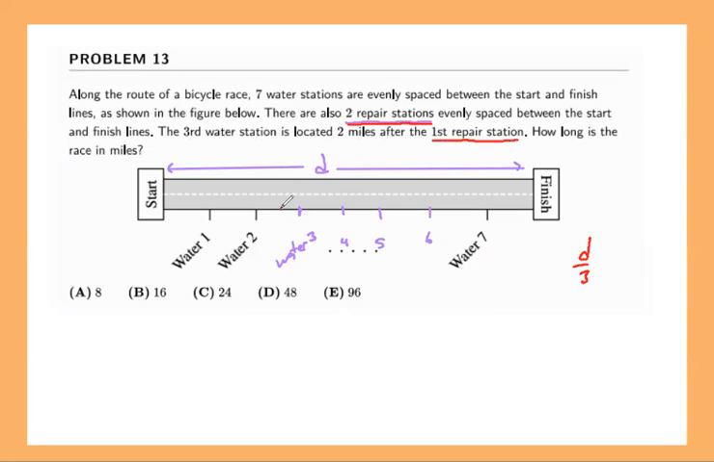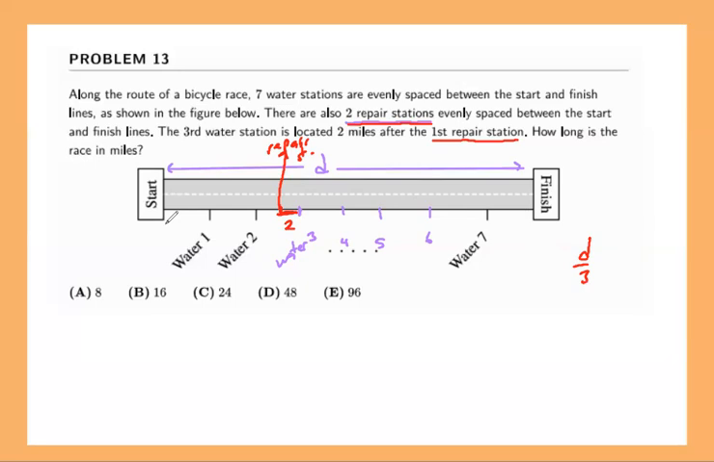So if there is a point right here, I should name this as repair station number 1. And this distance right here, between water station 3 and that repair station, is 2 miles. Based on this information, we'd like to know the total distance. We can use this information because this was the first repair station, and if you have another one somewhere right here, which we can find as well.